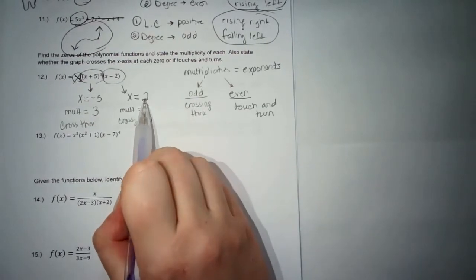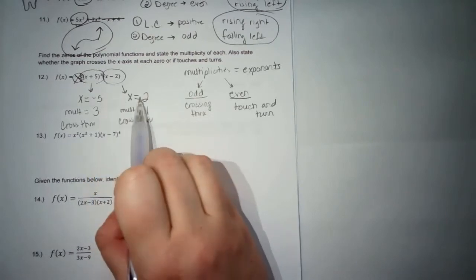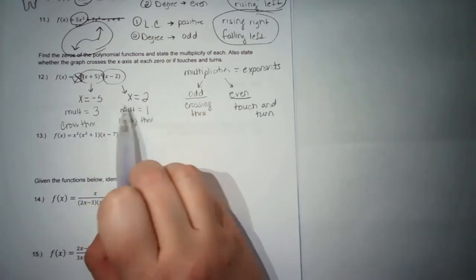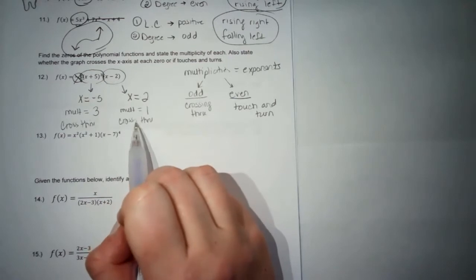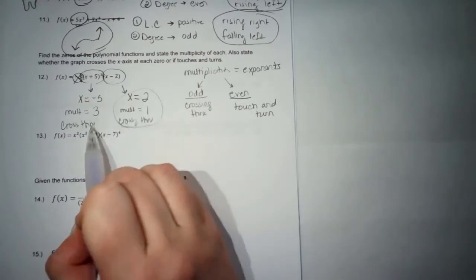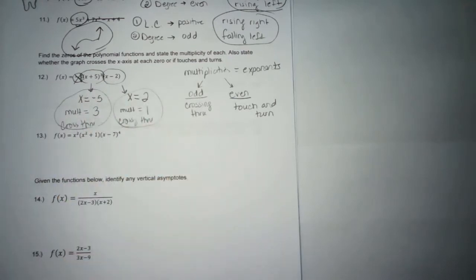So make sure you're not looking at the 0 itself for the odd or even. You're looking at the multiplicity to see what's happening. So that's what's happening at both of these. Does that sound okay? Now, this part's going to be multiple choice. So all you have to do is pick the multiple choice answer that's right there.